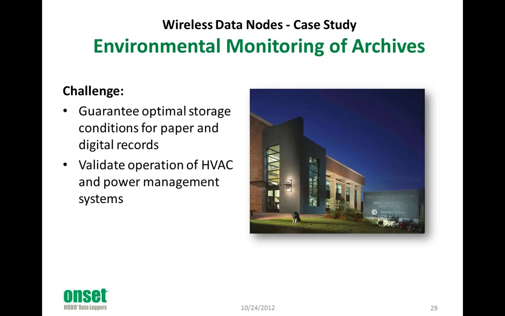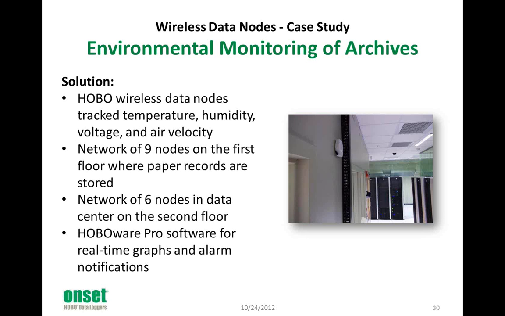The next case study we're going to take a look at takes place at an archive where they are using the HOBO ZW series to wirelessly monitor environmental conditions to guarantee optimal storage for paper and digital records. In this application, they were not only monitoring temperature and relative humidity, but they also added on another node that enabled them to record information from some third-party sensors. The added parameters they recorded were air velocity and voltage.